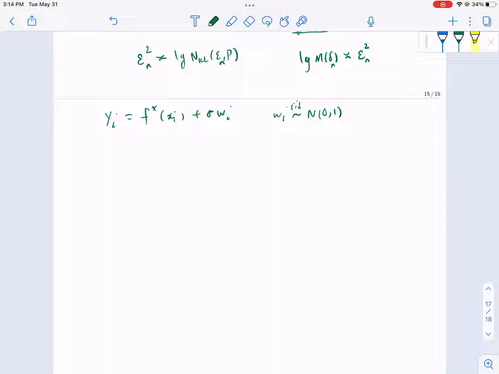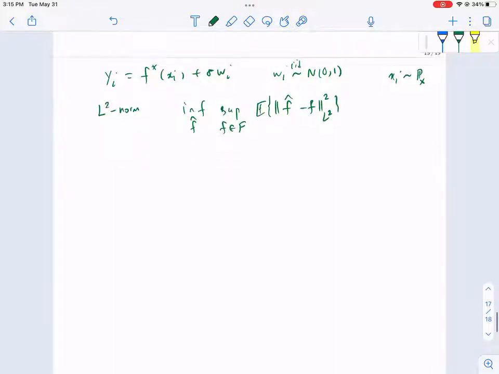So let's say I'm going to use the L2 norm as the metric, so that rho metric that we had. So I want the infimum over f hat, supremum over f in F, of the expectation of the true L2 norm. So you assume that the xi's are coming from some probability measure. And what we want to do is something like that. Okay, so we want to show this.